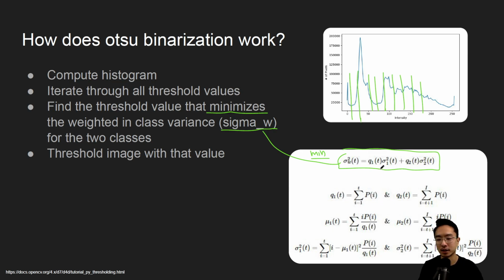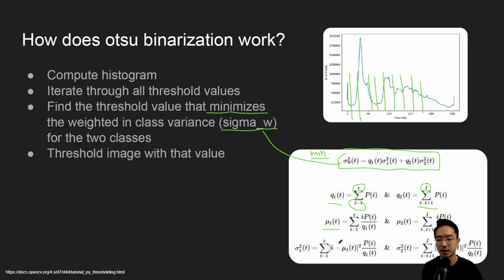Some of the equations here: you can see you have the Q term, and then you have the mu. Q is based on the probabilities, and it's a cumulative sum. Here you have I to T, and here's T to I max, the max intensity. Then mu is the mean, so this is the equation for the mean.